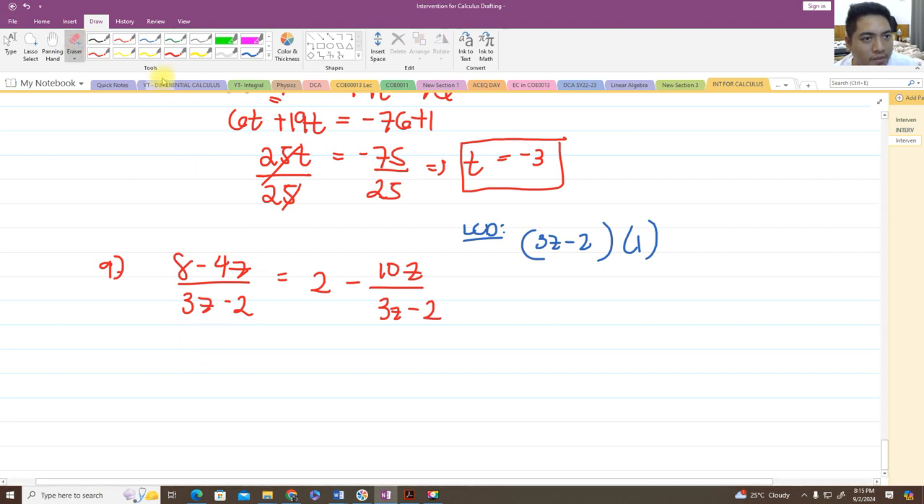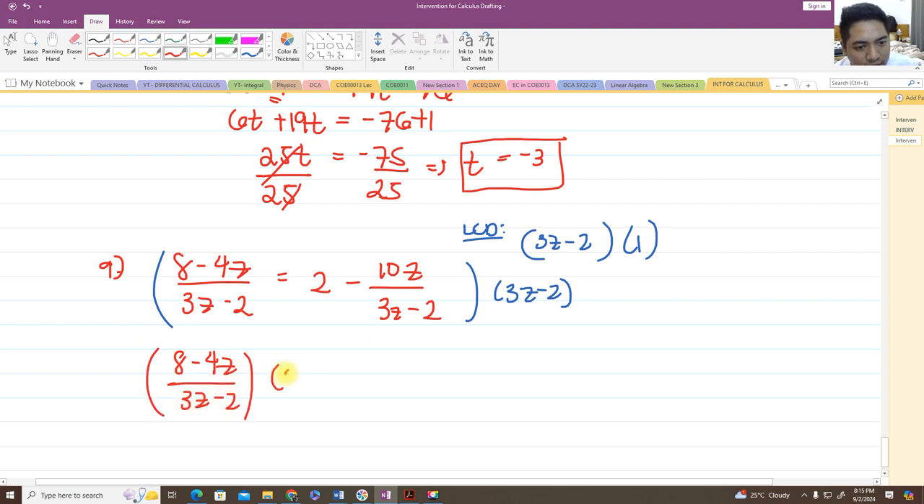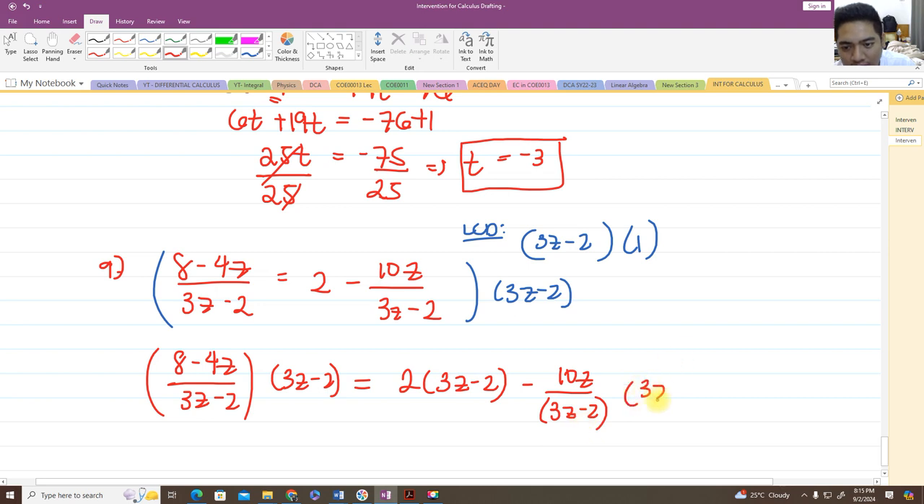So what I'm going to do is I'm going to multiply this with 3z minus 2. So I have 8 minus 4z, 3z minus 2. You have 3z minus 2 here equals 2 times 3z minus 2. So I'm just being confused with my writing. Okay? We have negative 10z all over 3z minus 2. Then multiplied by 3z minus 2. So cancel, cancel, cancel, cancel.